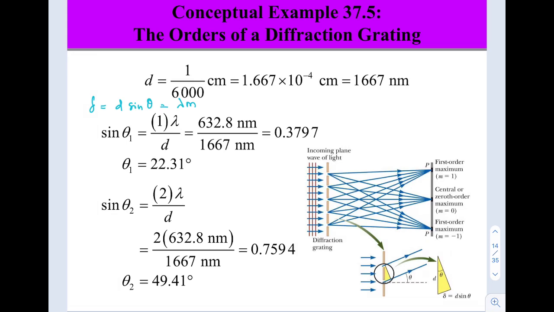For the first order, sine theta 1 is equivalent to, the m is 1, lambda over d. And our lambda is 632.8 over 1667. So from here, we will have theta 1 equivalent to 22.31 degree. For the second order, sine theta 2 is equivalent to 2 times lambda over d. So again, our final answer for theta 2 is 49.41 degree.